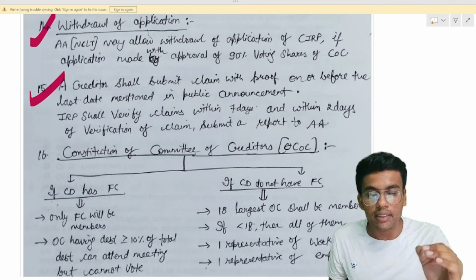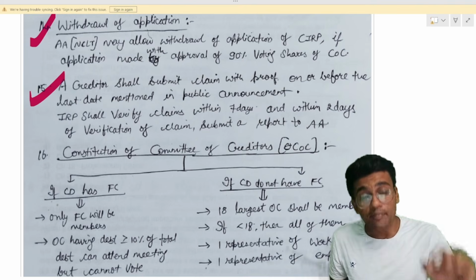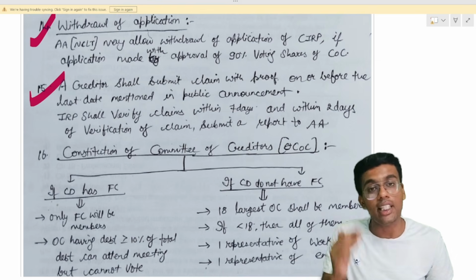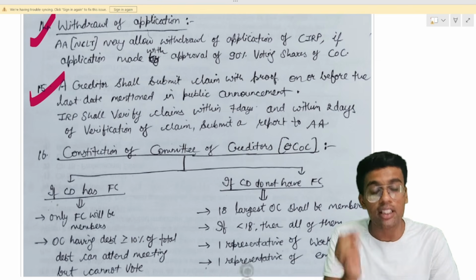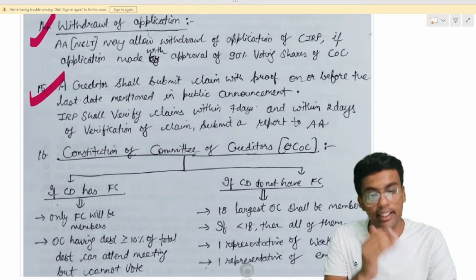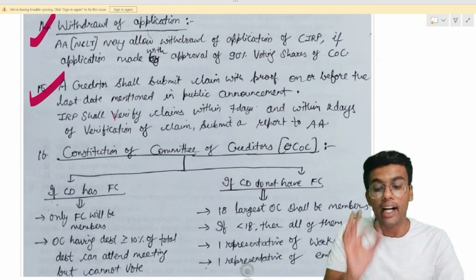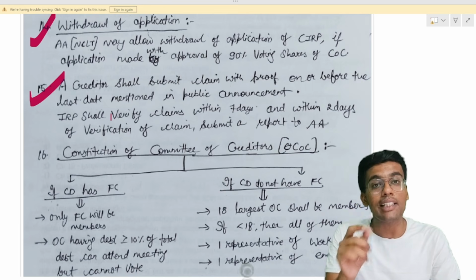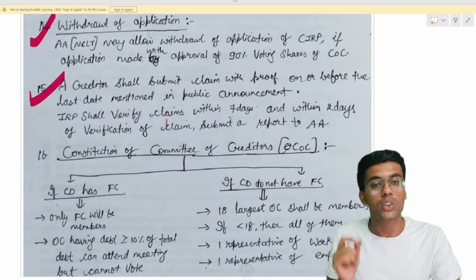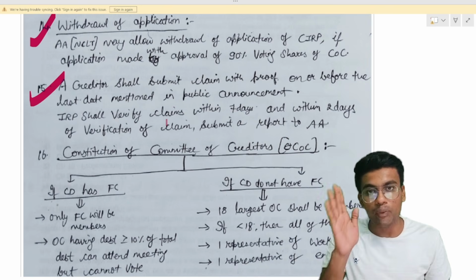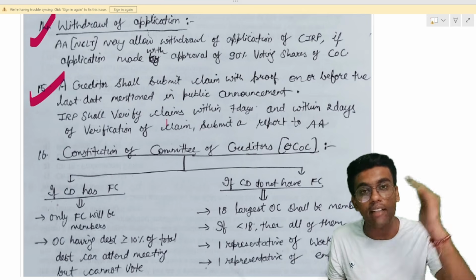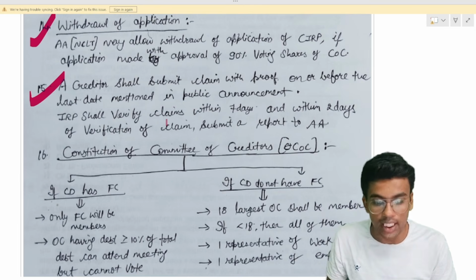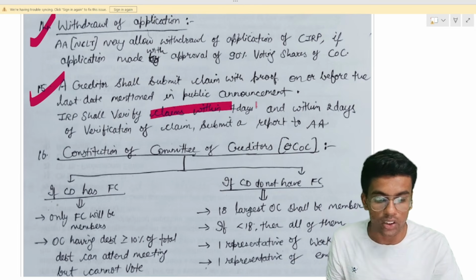Once a public announcement is made by the IRP, then the general public, whoever is owing any money to the company, the corporate debtor, they have to file the claim with the IRP, the insolvency resolution professional. The IRP shall verify the claims within 7 days from the last date up to which the claims are to be received. So let's say a particular date is fixed up to which the claims will be accepted. From that date, within 7 days, he has to verify all the claims, and within 2 days of the verification of the claims, he has to submit a report to the adjudicating authority.